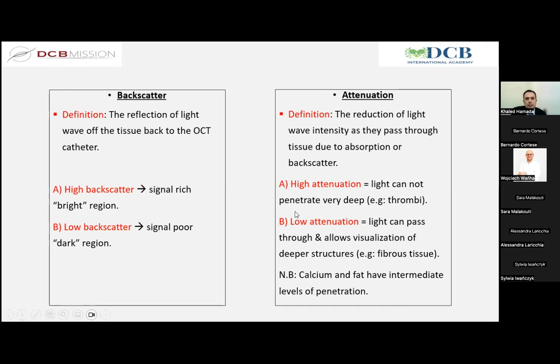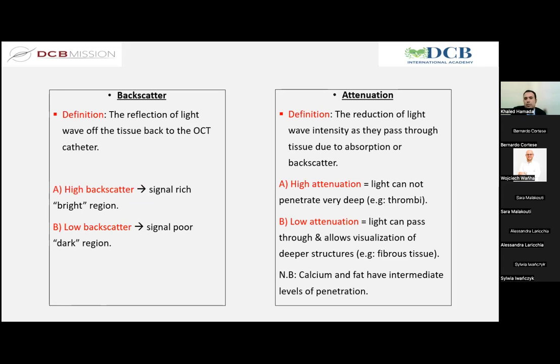The OCT signal depends on two physical properties. The first is backscatter. Backscatter is a reflection of light waves from the tissue back to the OCT catheter. If the tissue has a high backscatter, it gives a signal-rich bright region. If the tissue has a low backscatter, it gives a signal-poor, dark region.